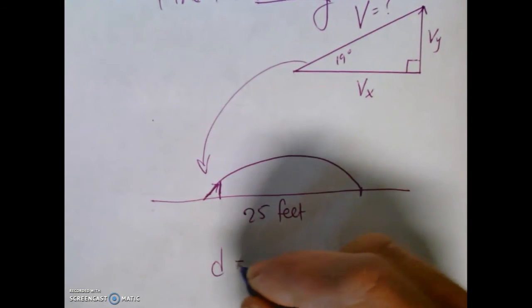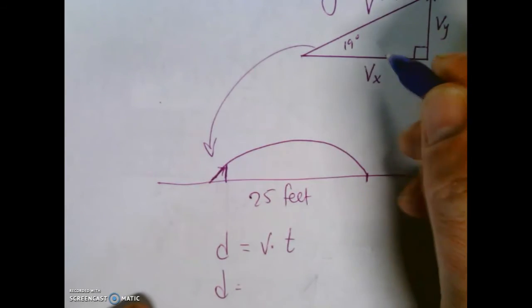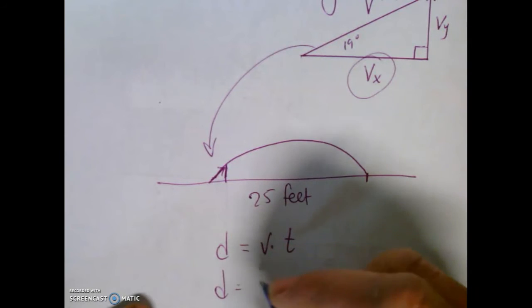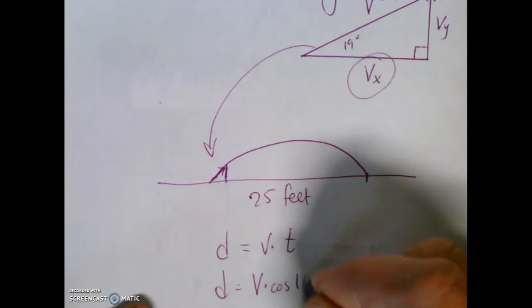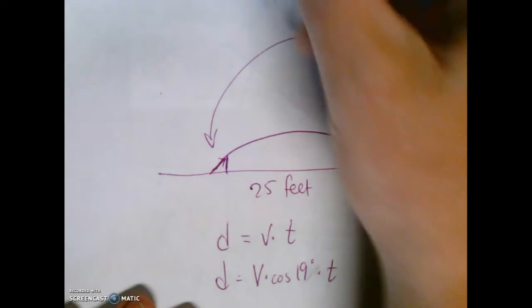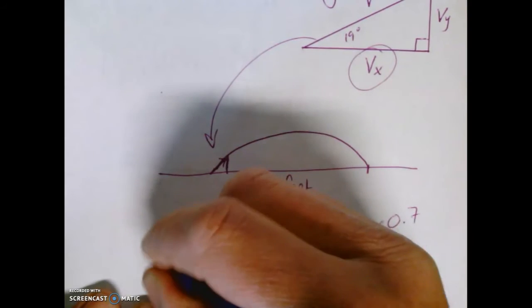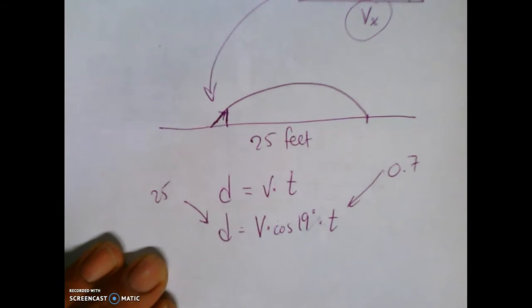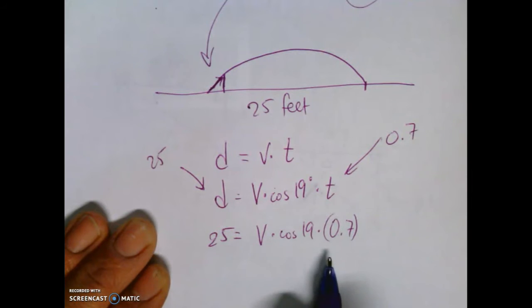And so again, we said distance equals velocity times time, except we're only concerned with the velocity in the x direction. And again, what we solved that for, we said that was v times cosine of 19 degrees times t. Now, we also know the 0.7, so we can plug that in for t, and we know it went 25 feet. So as you plug in everything in here, there's less and less that's unknown. Now, we plugged in our 25 for d, our 0.7 for t. These are all just numbers. And cosine of 19 is just a number.